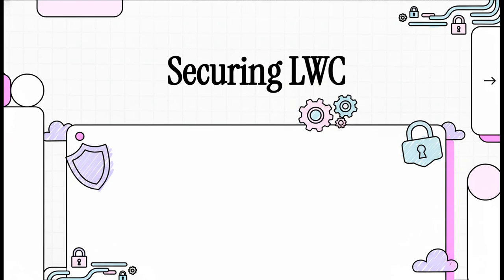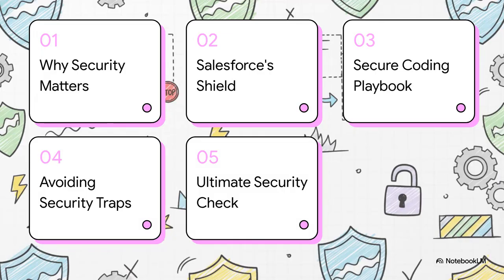All right, let's talk about something that is absolutely critical if you're building on the Salesforce platform, security for your Lightning Web Components. Honestly, if you're a developer, you really, really need to get this right. So here's the game plan for today. We're going to start with why this is such a big deal. Then look at the awesome protections Salesforce gives you for free. After that, we'll dive into your part of the job, the common traps people fall into, and wrap it all up with a checklist you can use on every single project.